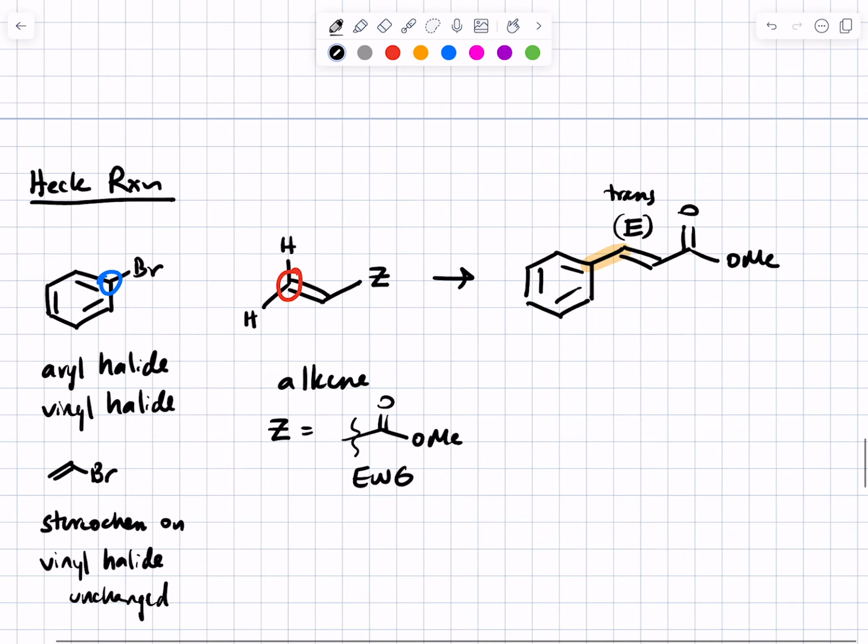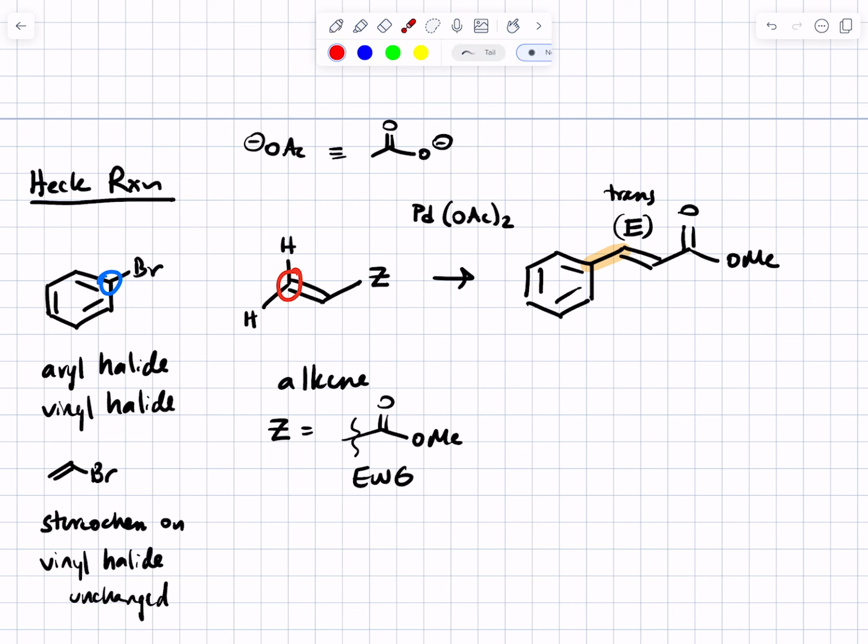The catalyst, or the reagents that do this reaction, are palladium, this time palladium diacetate. OAc is an abbreviation for the conjugate base of carboxylic acid. So if this overall complex is neutral, what is the oxidation state on that palladium? +2, okay? So unlike the Suzuki reaction, the reagent you use for the Heck reaction is actually palladium-2.